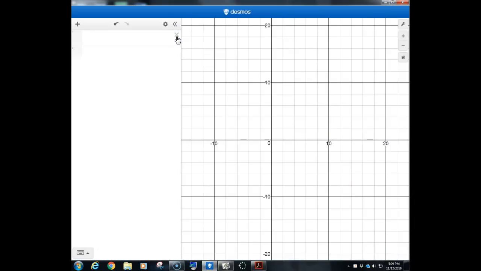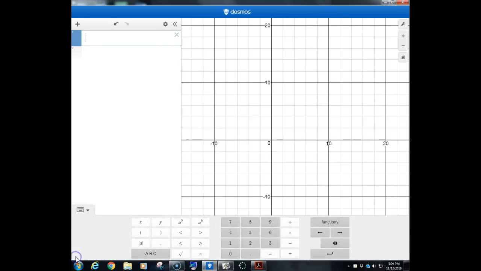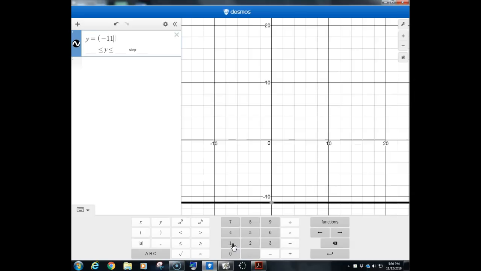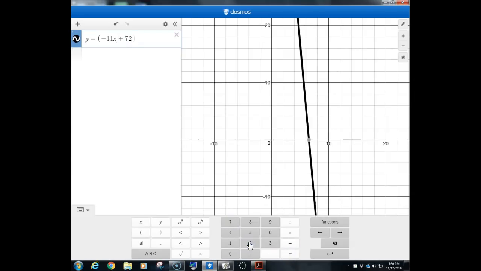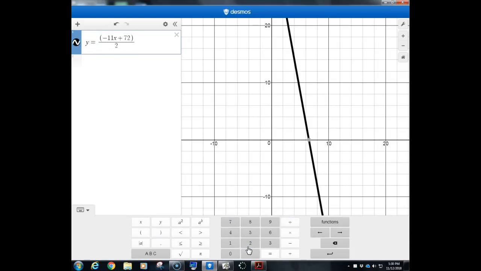So for the second one, you have y equals, and in order to get all of that on the top, you have to put parentheses. So you're going to put the top in parentheses. It's going to be minus 11x plus 72, and you're going to close it. And then you're going to divide all of that by 2. So it should look like this.